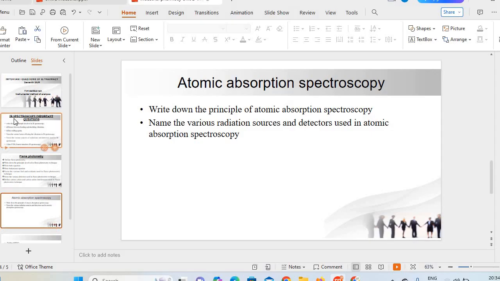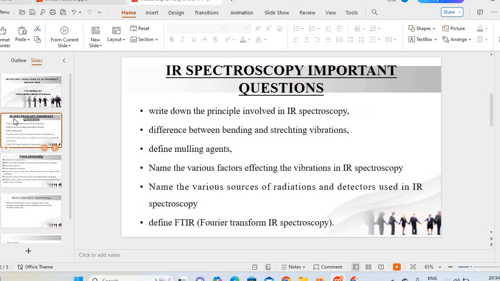So this is the list of important 2 marks questions which can come from the B.Pharmacy second unit, 7th semester Instrumental Methods of Analysis. It is all about IR spectroscopy, flame photometry and atomic absorption spectroscopy.